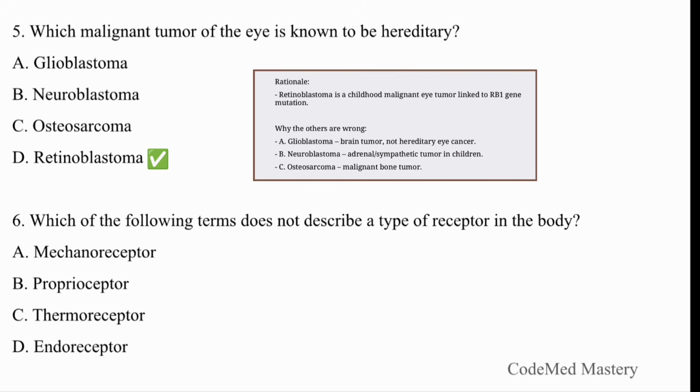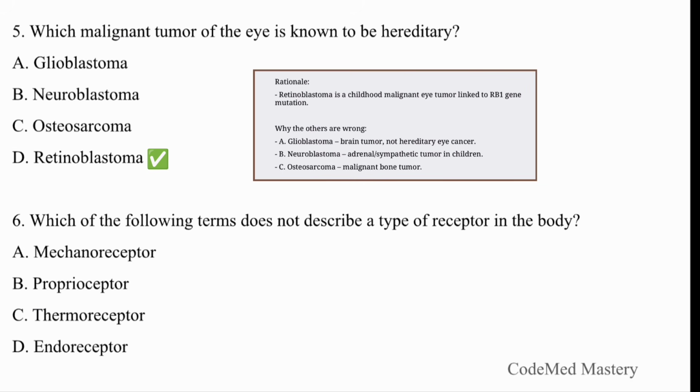Retinoblastoma is a childhood malignant eye tumor linked to RB1 gene mutation. Why other options are wrong? Glioblastoma, that is option A, refers to brain tumor, not hereditary eye cancer. And option B, neuroblastoma, refers to adrenal sympathetic tumor in children. And option C, osteosarcoma, is malignant bone tumor. Malignant tumor of the eye which is hereditary is retinoblastoma.